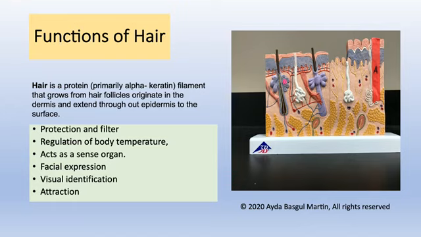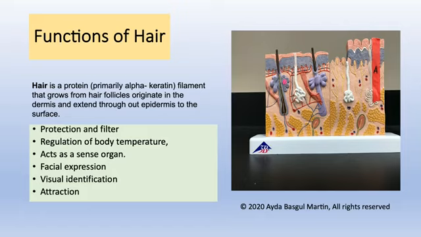In an average person, the skin has around 5 million hair follicles, and 150,000 of them are found on the scalp. When we generally talk about hair in daily life, we refer to the hair on the scalp. What are the functions of the hair?